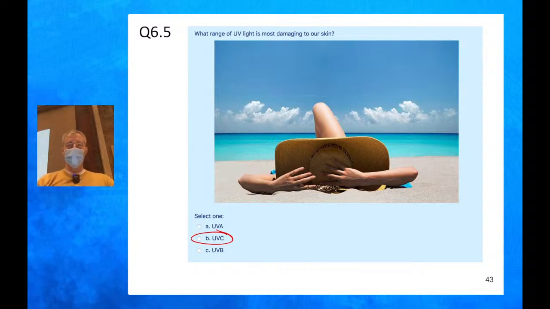So the question for those online was, how can it be most damaging to our skin if it doesn't make it through the atmosphere? And you're right, going outside, you're going to get zero damage from UVC. But there are other sources of UVC that we can get. This light meter I have here is UVA, but you can get these in UVC as well, right?